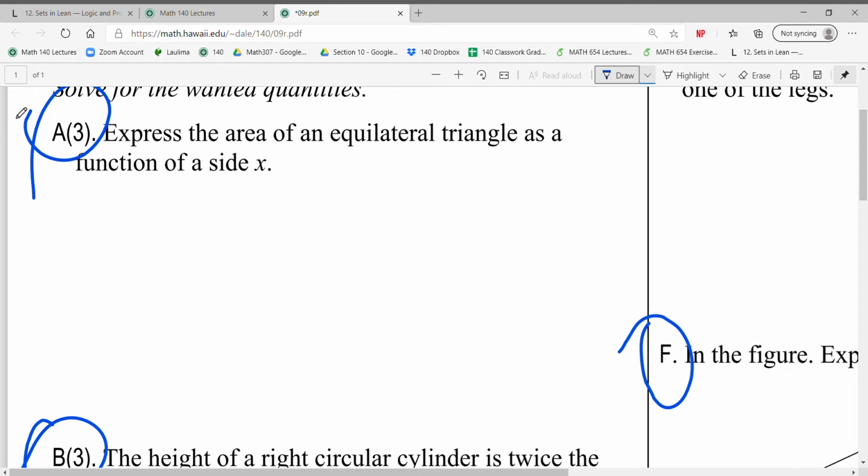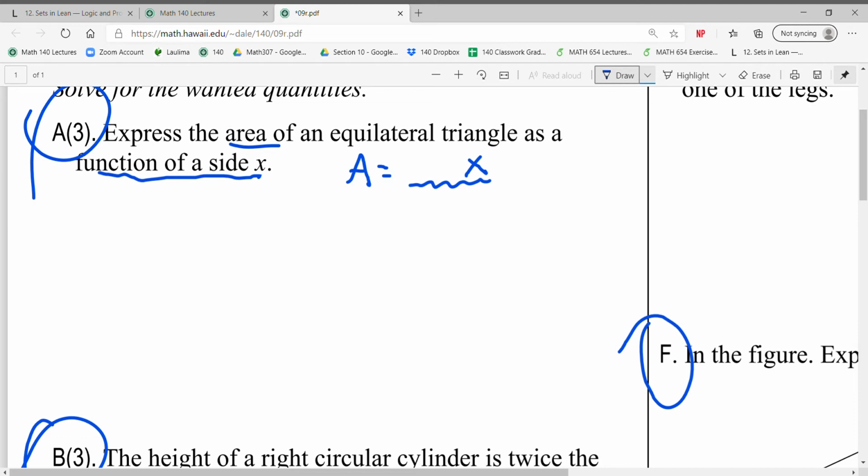It says express the area of an equilateral triangle as a function of a side x. All right, so if you've watched my lecture-ish video, you know that if we want it as a function of a side x, that means we want the area to be something with x's in them, and we want the only variables to be x.